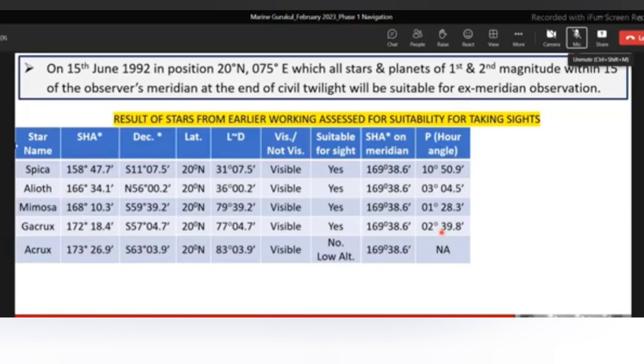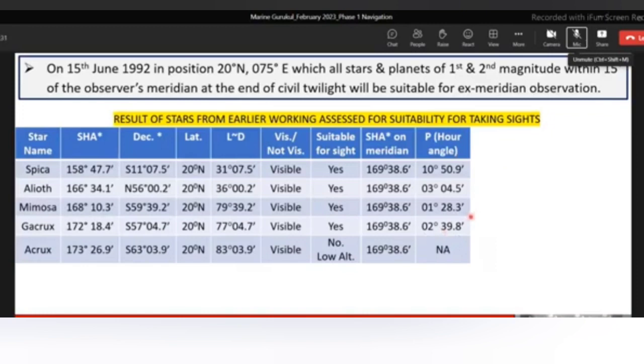Very good, beta. So we now know Spica is 10 degrees 50.9 minutes away from my meridian. Elliot is 3 degrees 4.5 minutes away from my meridian. Mimosa is only 1 degree 28.3 minutes away. And Gacrux is 2 degrees 39.8 minutes away from my meridian. Let's move ahead now.